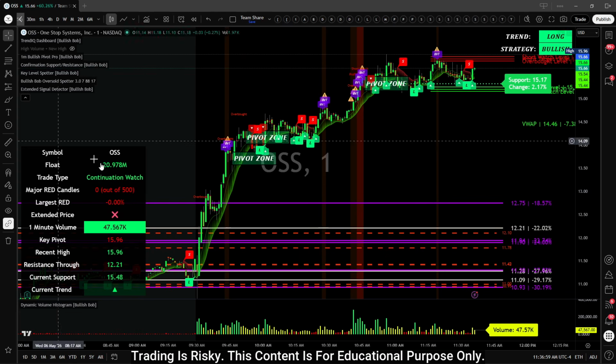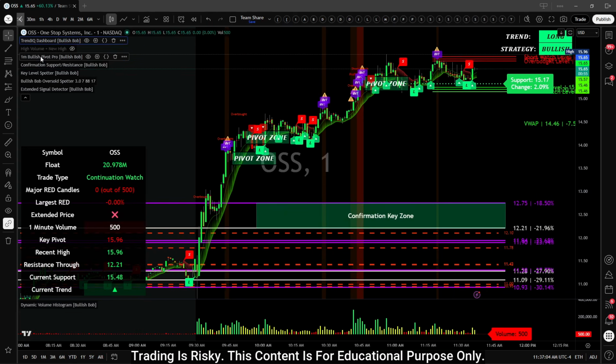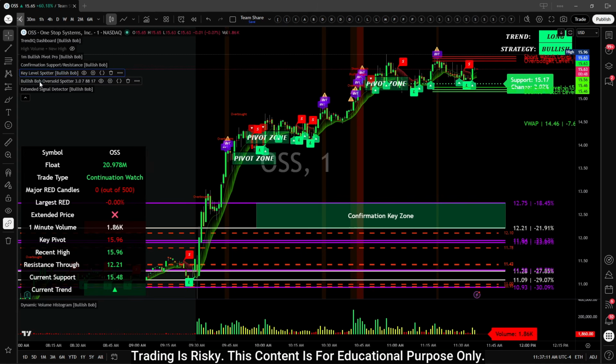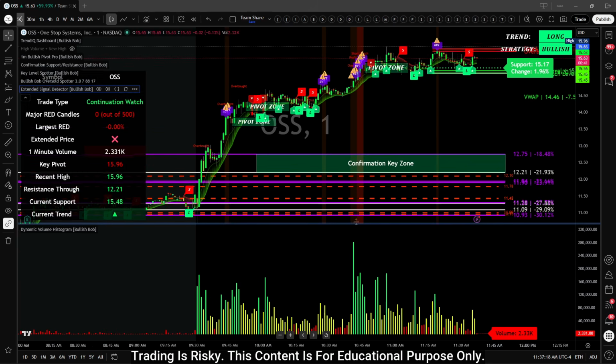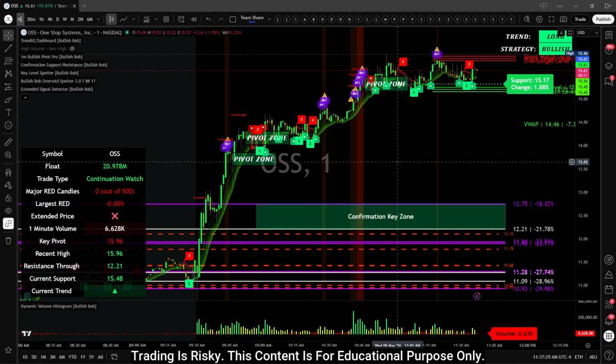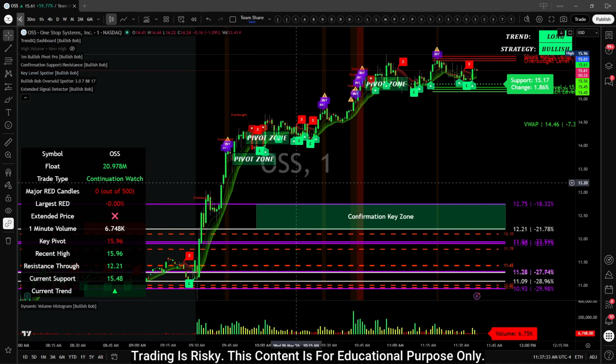So these are the indicators. We've got the Trend IQ at the top. We've got the 1 minute Bullish Pivot Pro. We've got the confirmation support and resistance. We've got the key level spotter, the Bullish Bob oversold spotter. And we have the extended signal detector, right? So we have a number of indicators there. And down below, you'll see we have the dynamic volume histogram as well. Putting this into a simple explanation of what they're doing, the indicators are spotting trade setups real time and helping me mitigate risk, helping me stay in that trade and that trend for as long as possible before it's time to stop out.